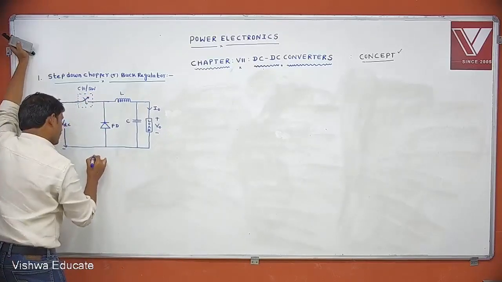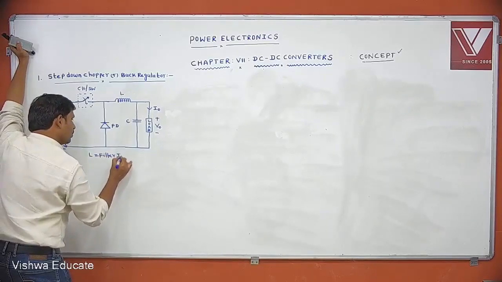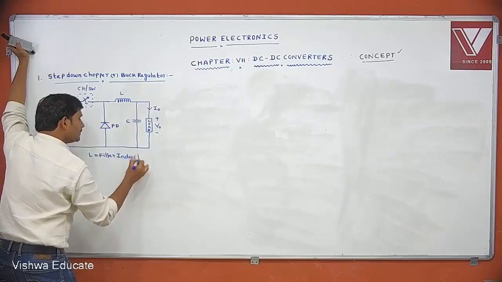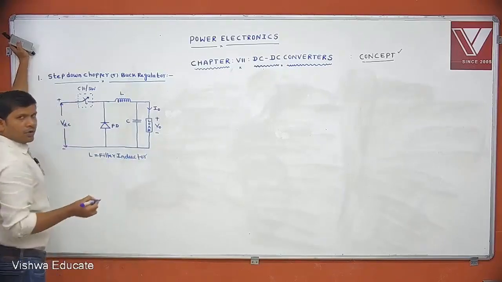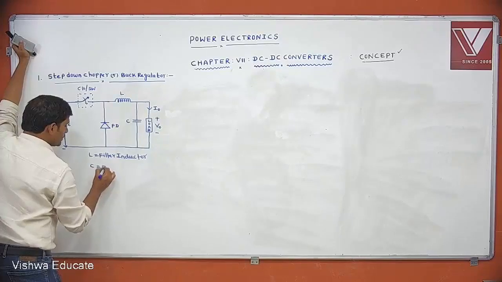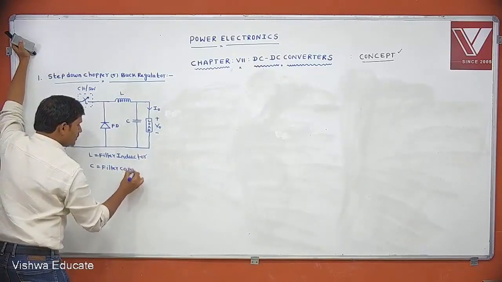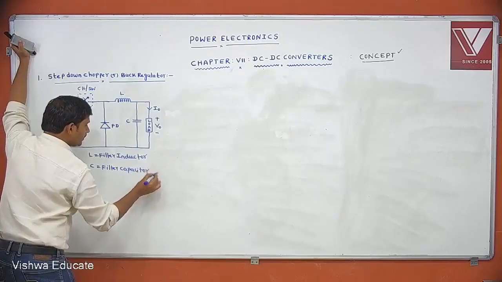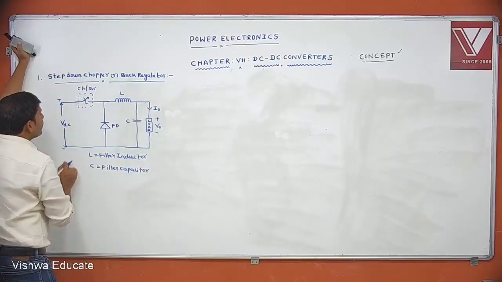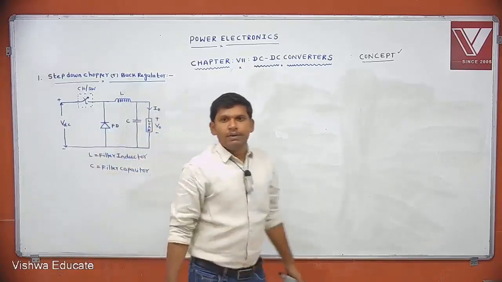Where L is the filter inductor, to reduce the ripples in load current. C is the filter capacitor, to reduce the ripples in load voltage.